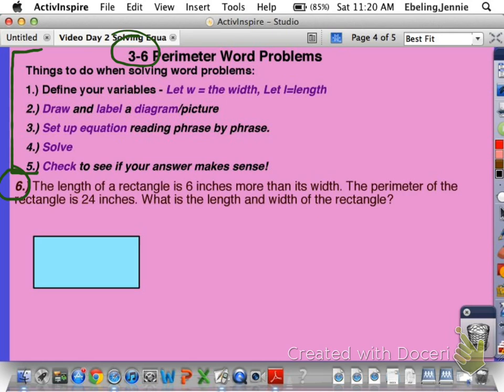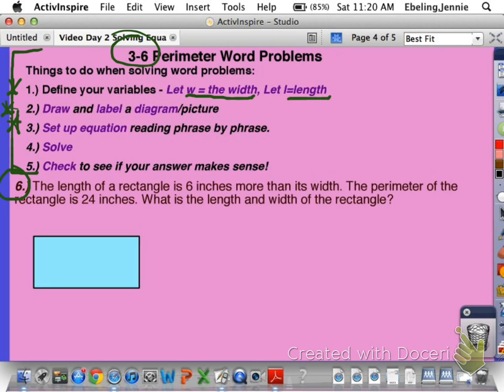Okay, so define my variables is step number 1. Since I'm dealing with perimeter and I'm going to be dealing with rectangles, we're going to be using W for our width and L for our length. We want to make sure that when we do these word problems that we always draw and label a diagram for us. That helps us see what we're looking at, also helps us see our algebraic expressions that we want to use. Once we get that done, then we set up the equation.